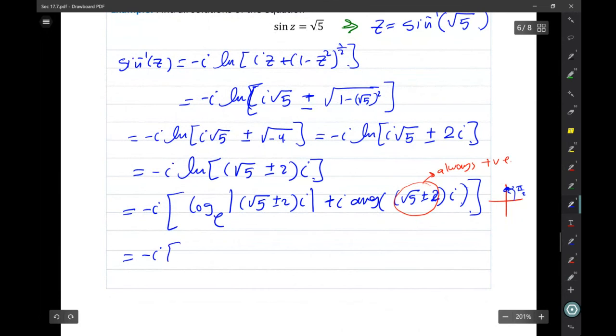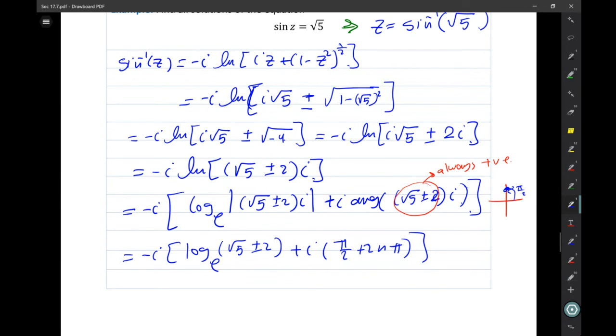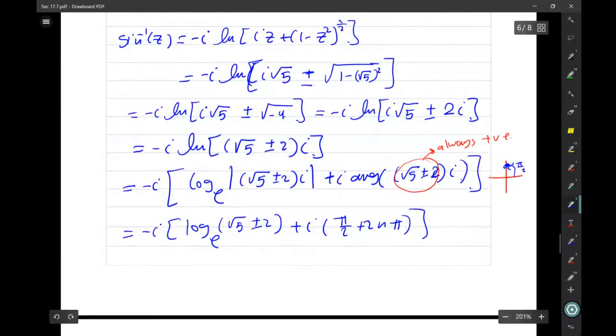So that becomes minus i times logarithm. The modulus for this one is equal to square root of 5 minus a plus 2 with base e, plus i times pi over 2 plus 2n pi. And entering the minus i, it becomes minus i logarithm square root 2 minus plus 2 with base e.